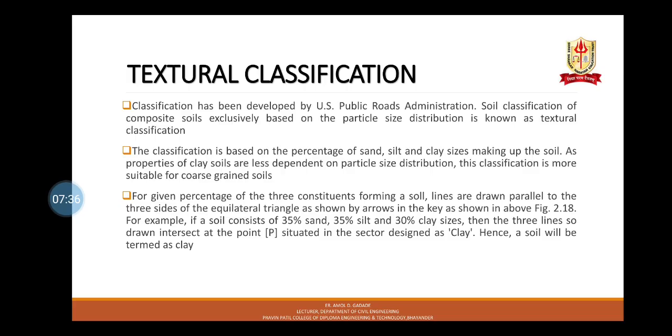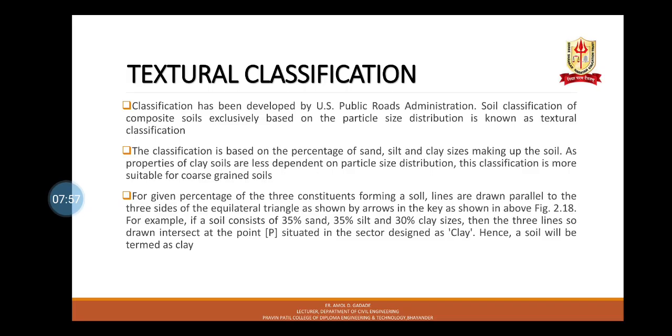As the properties of clay soils are less dependent on particle size distribution, this classification is more suitable for coarse grained soils. For a given percentage of the three constituents forming a soil, lines are drawn parallel to the three sides of the equilateral triangle, as shown by arrows in the key in the above figure.